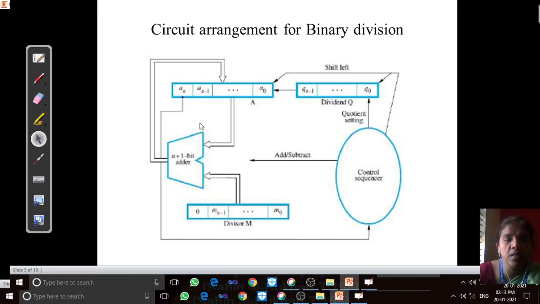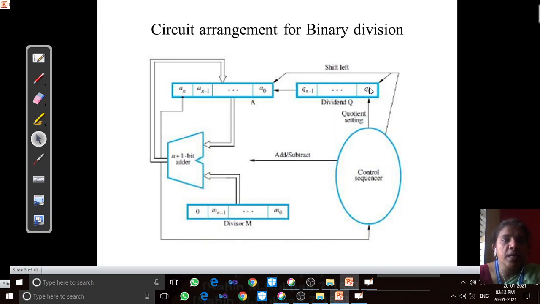Let us take the circuit arrangement. You have here the register A and Q. Register A is used to store the intermediate results and it will store the remainder. Q stores the dividend, and finally it will store the quotient.